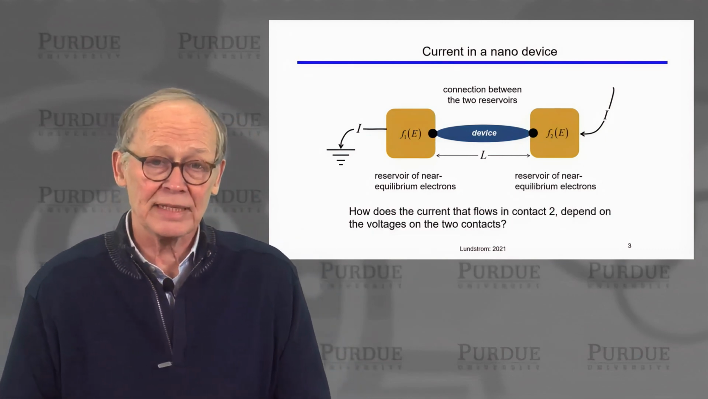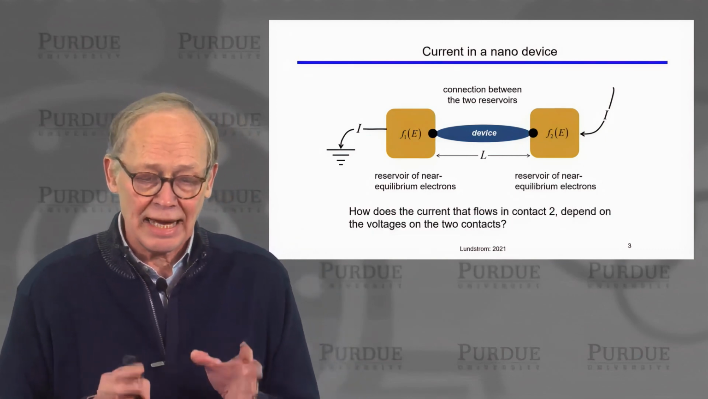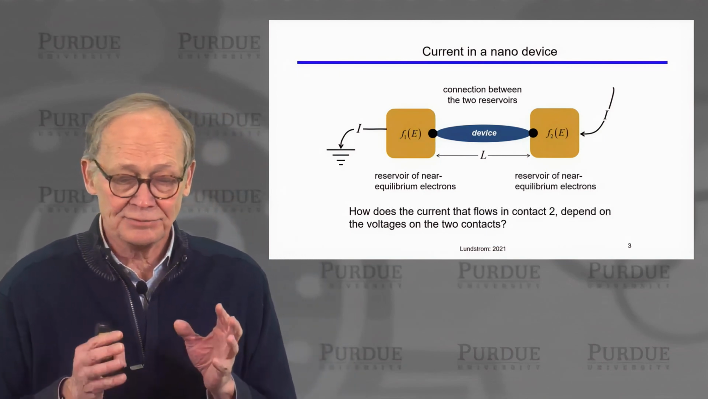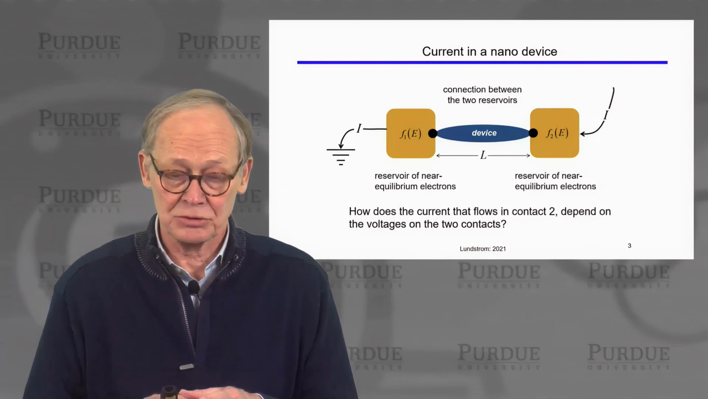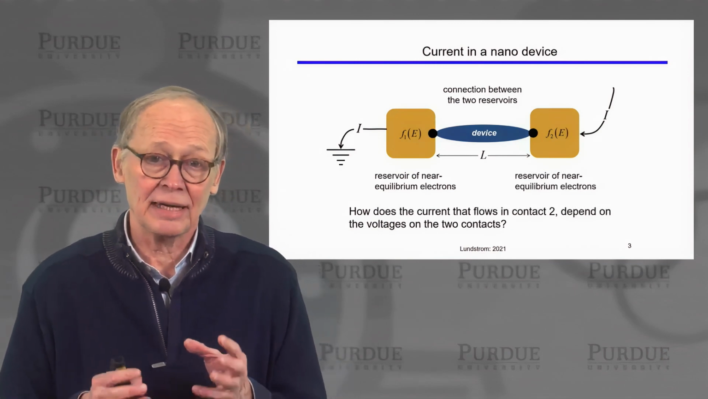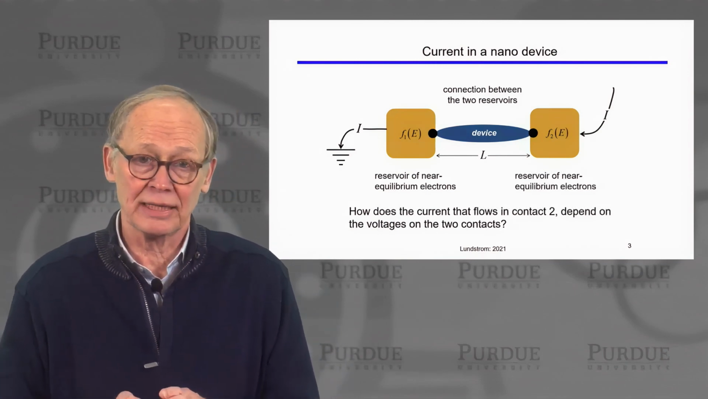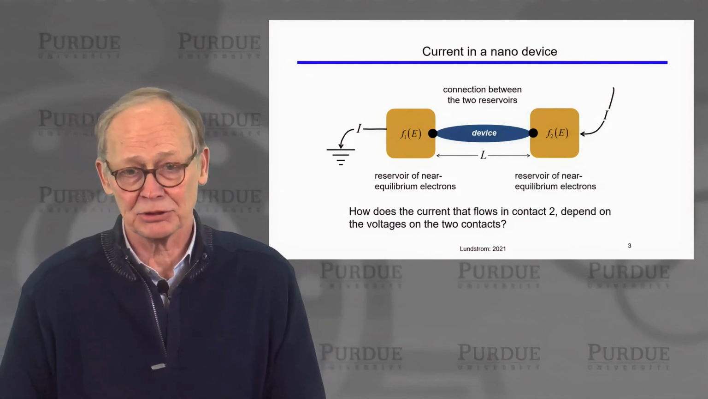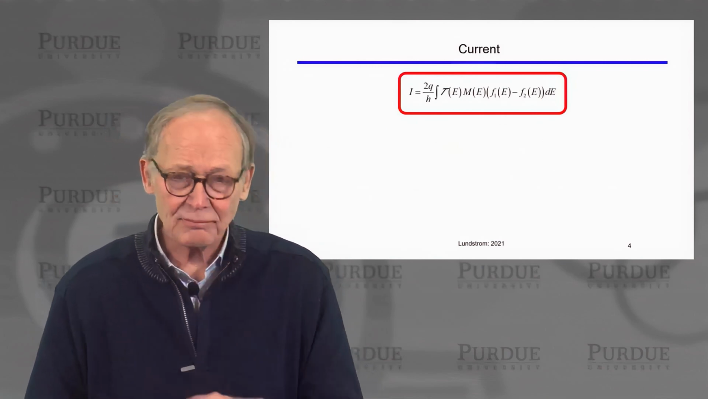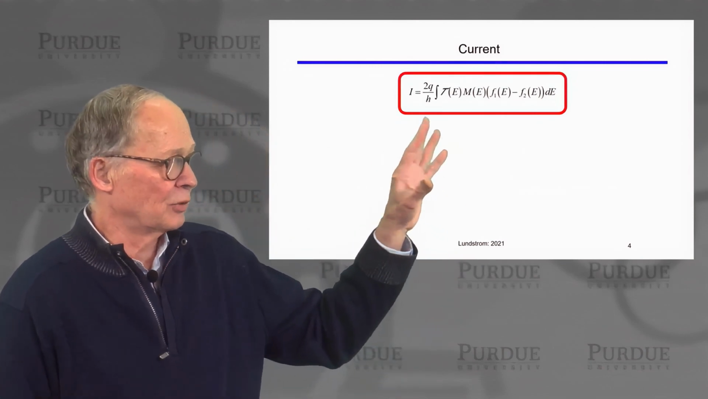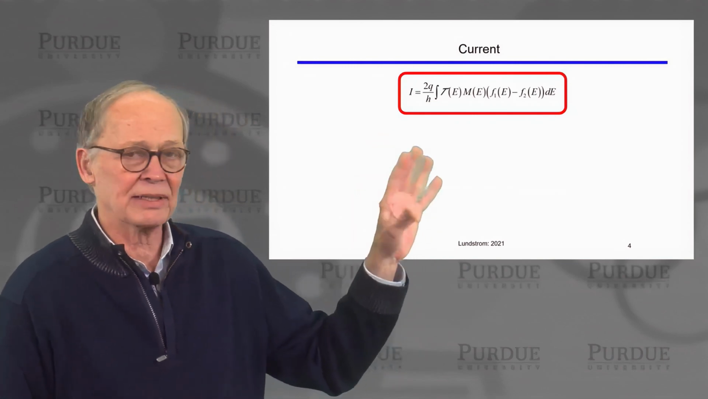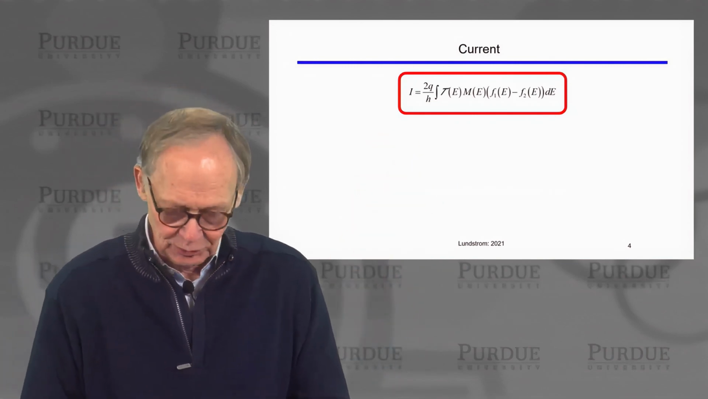So our question in this unit is, how do we describe the flow of current, the current that flows in contact 2, and how does it depend on the voltages that we apply to these two contacts? We will assume that the two contacts are at the same temperature. Well, this is our current equation. So it's a simple equation, and we'll talk a little bit about the parameters in this equation.